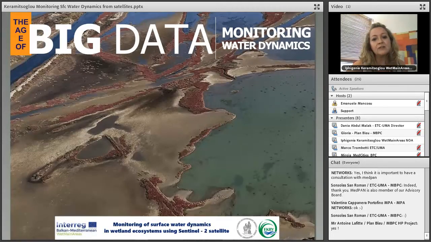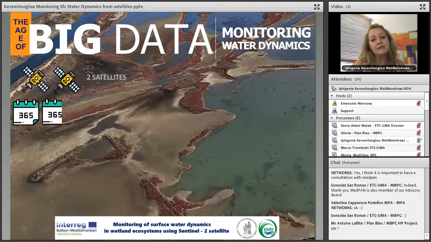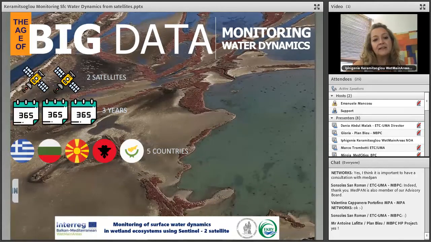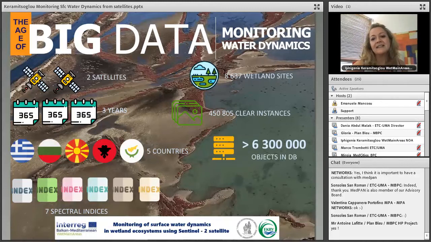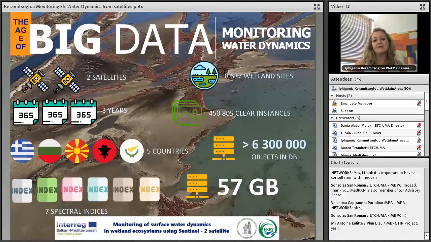And I'm going to finish with this slide that shows you we have used 2 satellites, 3 years, 5 countries, 7 spectral indices, 8,637 wetland sites. I'm not going to say the number because I don't have time, but we have so many thousand clear instances. We are talking about 6,300,000 objects in the database. That results in 57 gigabytes of data in the database. This is really big data in monitoring the water dynamics.